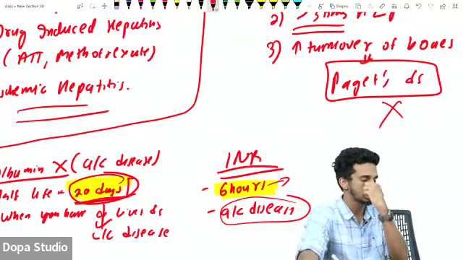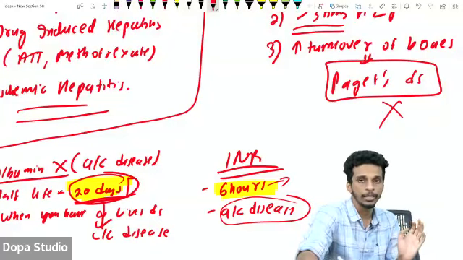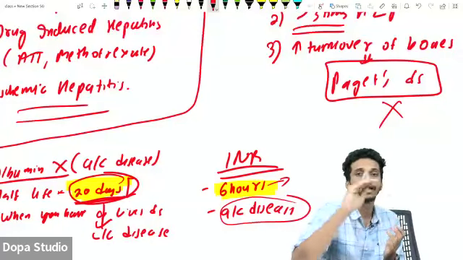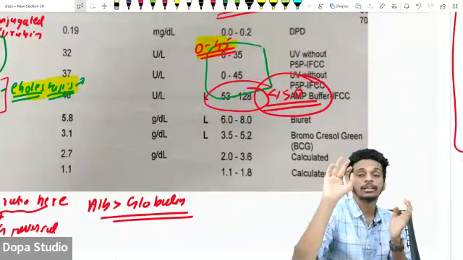Clotting factors have a shorter half-life, and therefore INR will be elevated, because clotting factors are decreased in acute diseases. I hope that point is clear. So that's very important, guys.